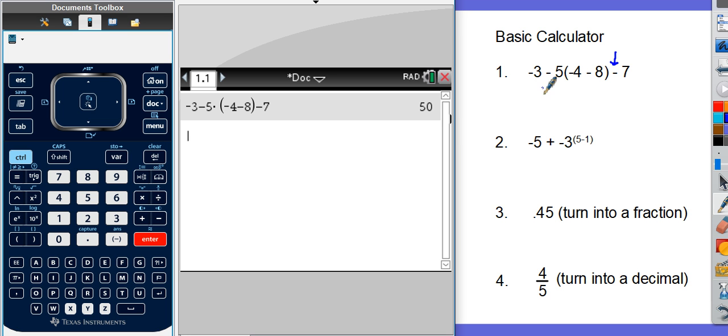So we just want to make sure that as we're typing this in, and that's with equations, not just basic calculator, but anytime we put something into the calculator, we want to make sure we know if it's a minus or a negative. All right, so let's take a look at this next one right here.